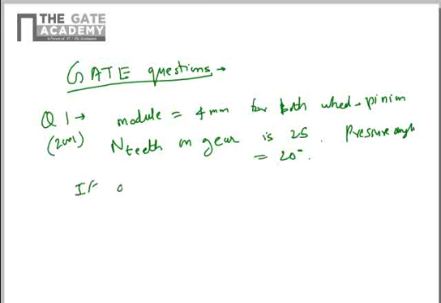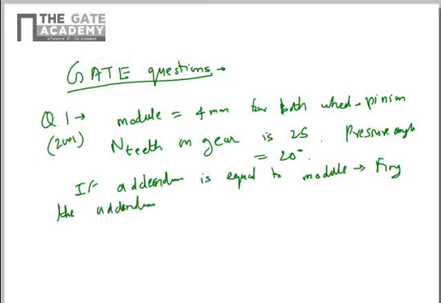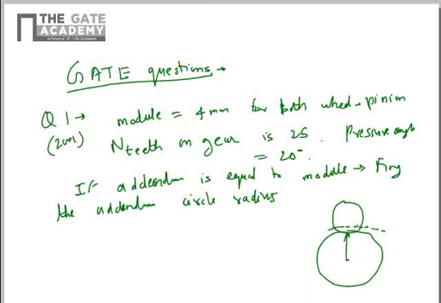So if the addendum is equal to the module, find the addendum circle radius. This is the question. If you recall our definition, this is the pinion, this is the gear, the bigger one is called the gear, then you have the pitch circle radius. So the addendum circle radius is the pitch circle radius plus the addendum. Addendum is given in this case equal to module, and module we know is 4 mm. So the task is basically to determine the pitch circle radius.